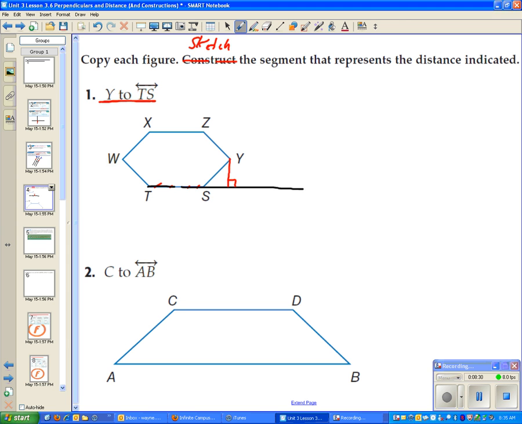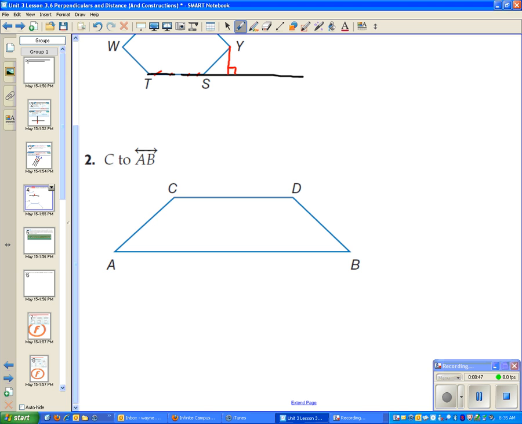Okay, good. No? Probably drawing the shape. It's actually drawing the shape that is hard. But the concept of drawing a segment from a point that's perpendicular to a line, not all that tough, right? Well, let's try number 2.